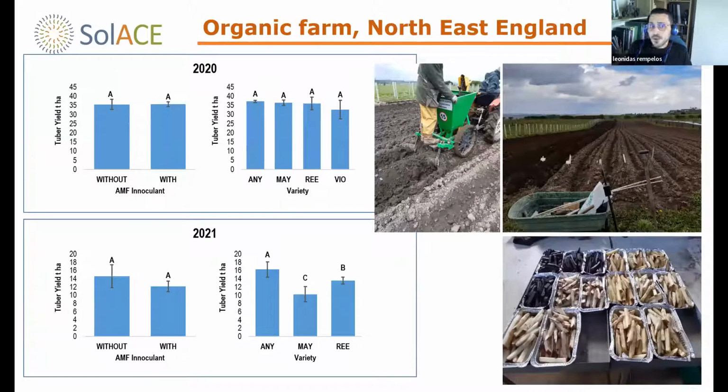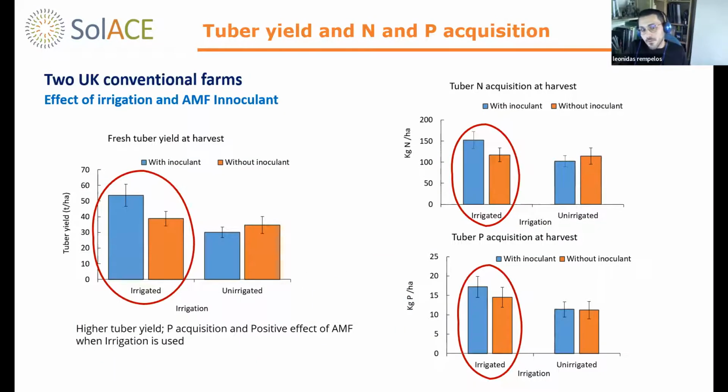So for the organic farm, we have no positive effects of mycorrhizal inoculants. And there is also no variation between the inoculants and the heritage potato genotypes that the farmer used. On the other hand, for the two conventional farms, we identified that only when irrigation is used, we get a positive effect of the mycorrhizal inoculation on tuber yields, nitrogen, and phosphorus acquisition.